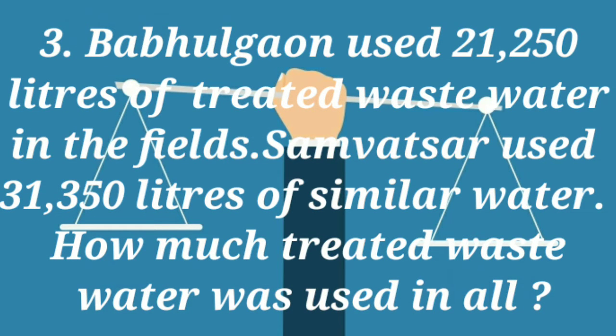Question 3. Babul Gaon used 21,250 liters of treated wastewater in the fields. Samvatsar used 31,350 liters of similar water. How much treated wastewater was used in all?